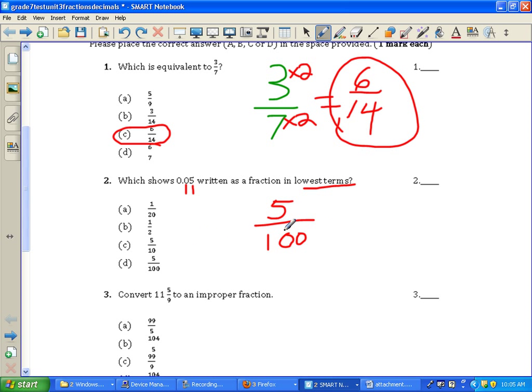Now, how can we write this 5 out of 100 in lowest terms? In other words, can we divide the top and the bottom by the same thing? Well, I can divide 5 by 5 to reduce it, but I'd better do the same to the bottom if I want to keep it the same fraction, just reduced. So 5 divided by 5 is 1, and 100 divided by 5 is 20, because 20 5 times will give you 100. And the answer there will be 1/20, so that would be A.